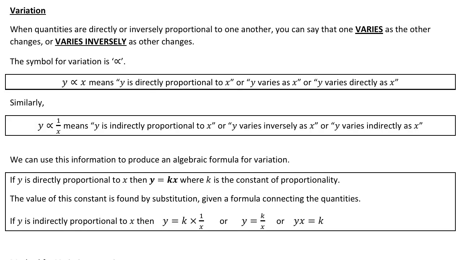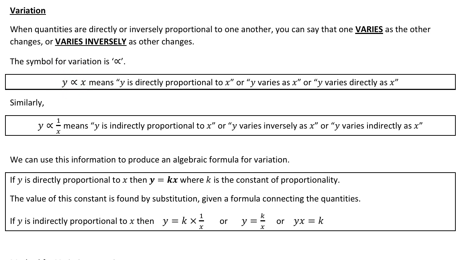Variation. When quantities are directly or inversely proportional to one another, you can say that one varies as the other, or varies inversely as the other changes. The symbol for variation is alpha. y alpha x means y is directly proportional to x, or y varies as x, or y varies directly as x. Each one of these 3 statements could be used, and the implication would be that y is proportional to x.